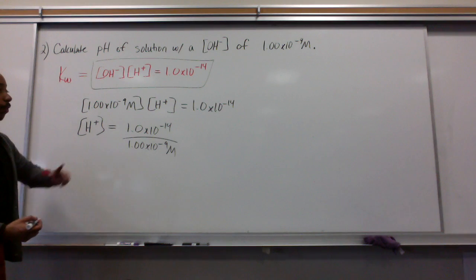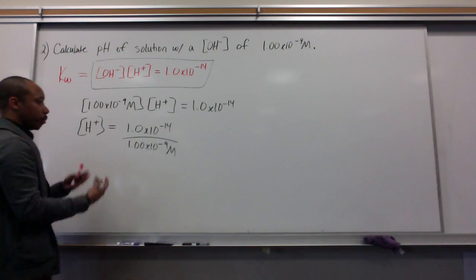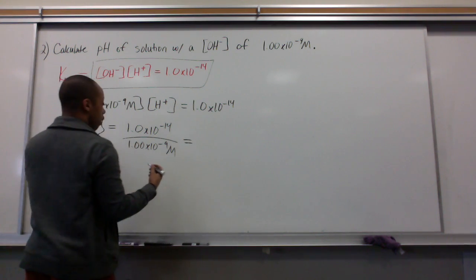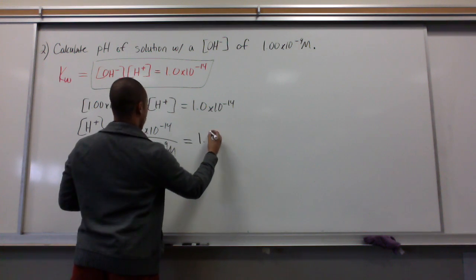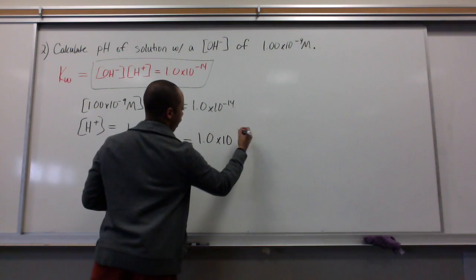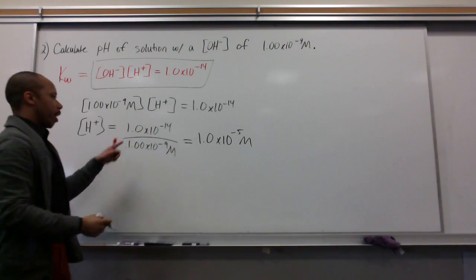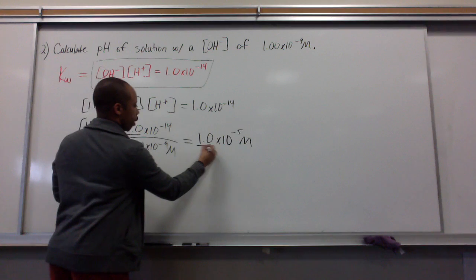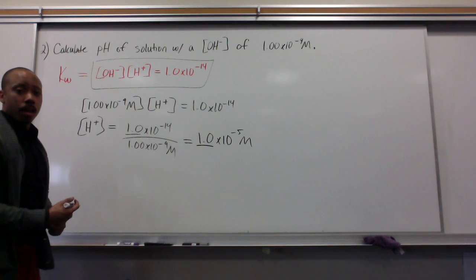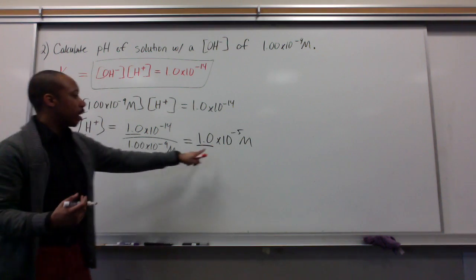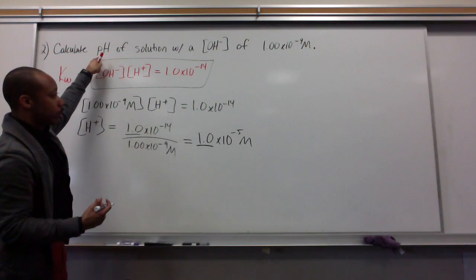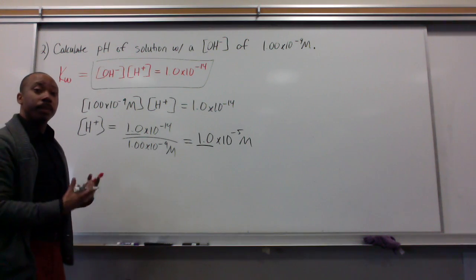And I simply do that division using a calculator or using your mind, and you get H plus is equal to 1.0 times 10 to the negative 5th molar. I have 2 sig figs, so that's going to determine my sig figs there. But that's my concentration of H plus. That's not the pH. So now I have to do a second step and calculate the pH.